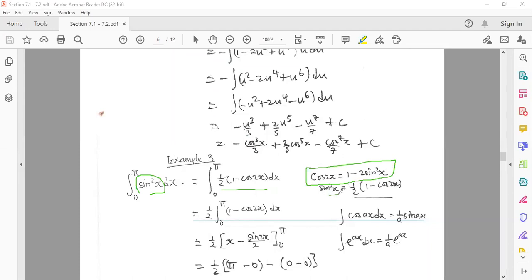Therefore, if I make sine squared the subject, I get half into 1 minus cos 2x. There you go. That's how I got this value here. So if you've forgotten it, just start from here. Do this all over again.